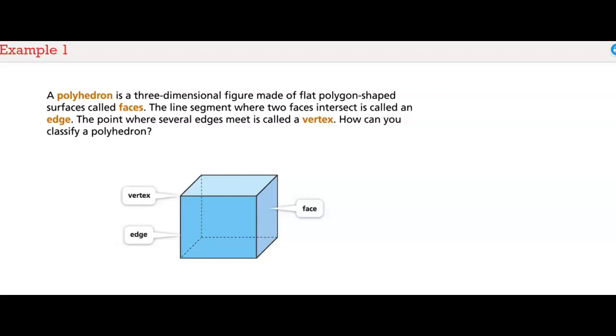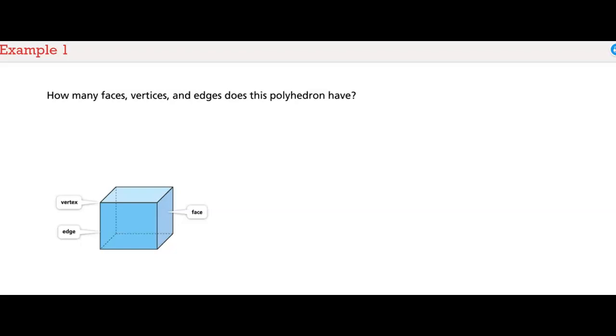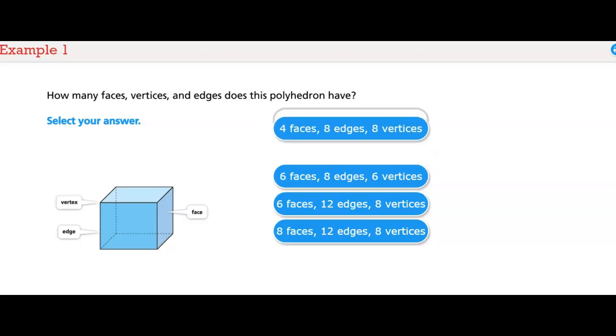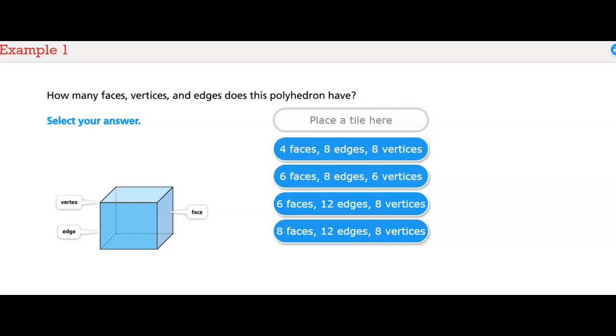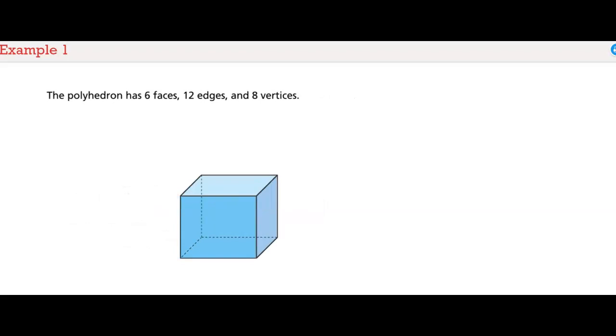How can you classify a polyhedron? How many faces, vertices, and edges does this polyhedron have? Select your answer. The polyhedron has 6 faces, 12 edges, and 8 vertices.